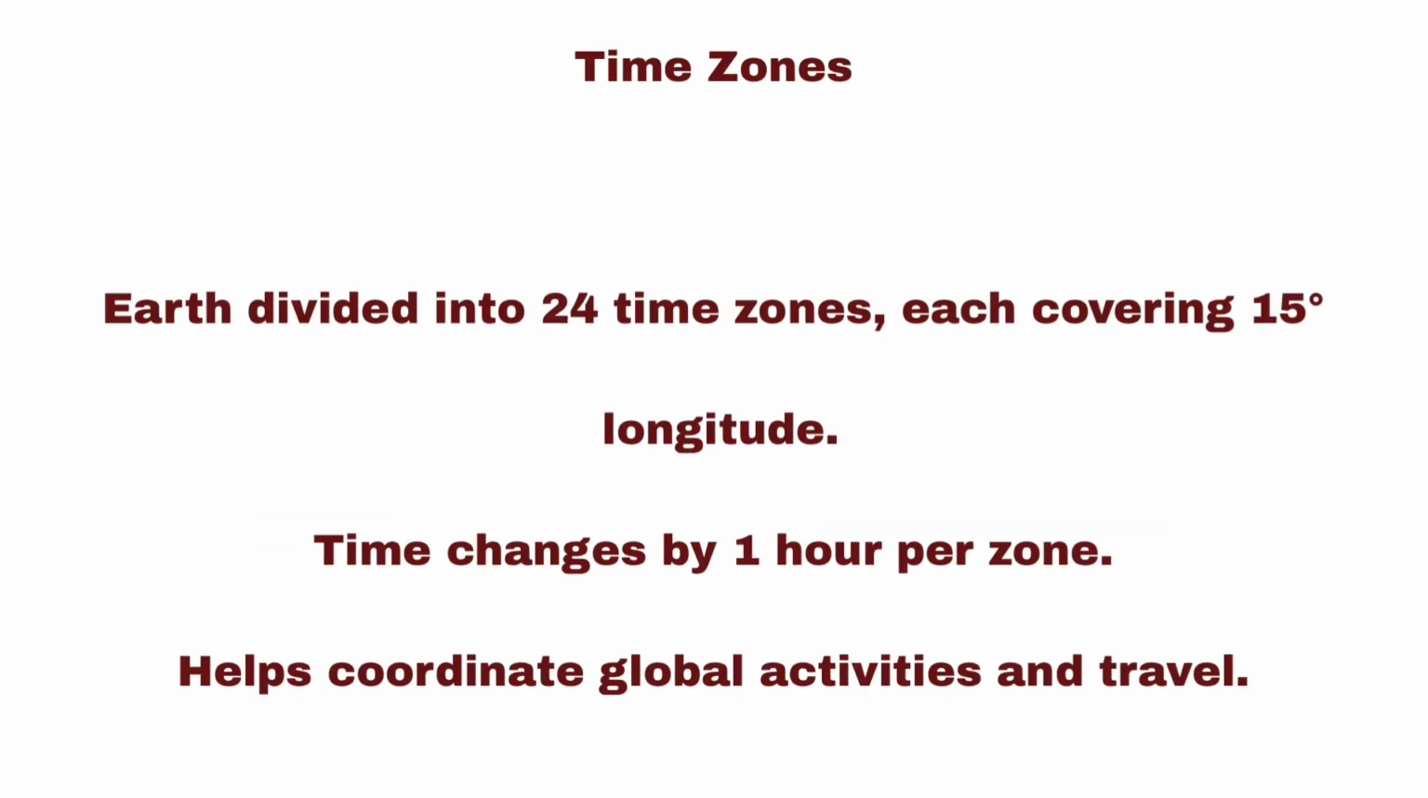Now we will talk about time zones. A time zone is a region of the earth that follows the same standard time. Why is it needed? The earth rotates 360 degrees in 24 hours. That means 15 degrees longitude equals 1 hour. If every place used its local time, it would be chaotic. So the earth is divided into 24 time zones. Each zone is roughly 15 degrees of longitude wide. Countries usually adopt one standard time for convenience.